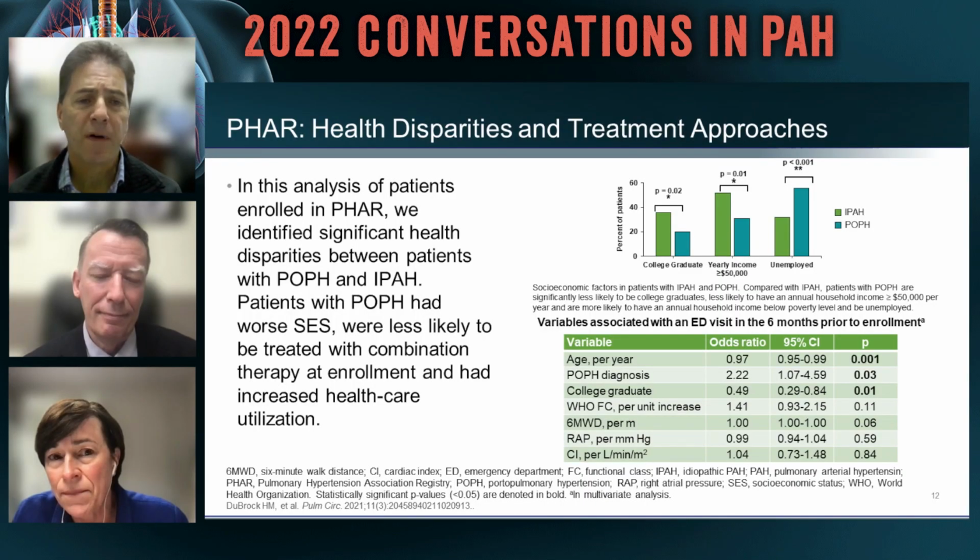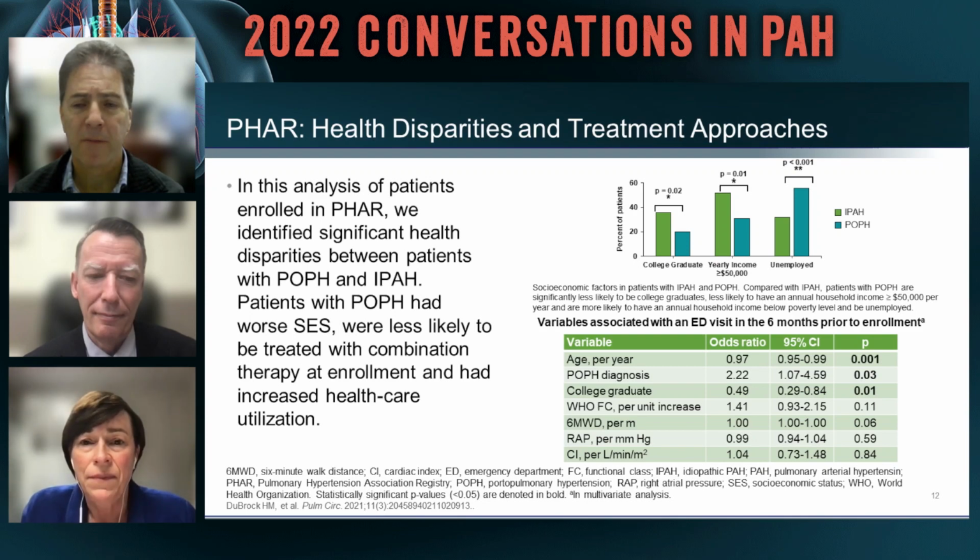Let's move on to the PHAR registry. This is a registry that comes specifically from centers in the US accredited as centers of excellence in the PH space. In this analysis, they talk about portal hypertension and disparities that relate to college graduate yearly income and unemployment status, showing some statistical differences. Are there attempts to look at health disparities in Europe?